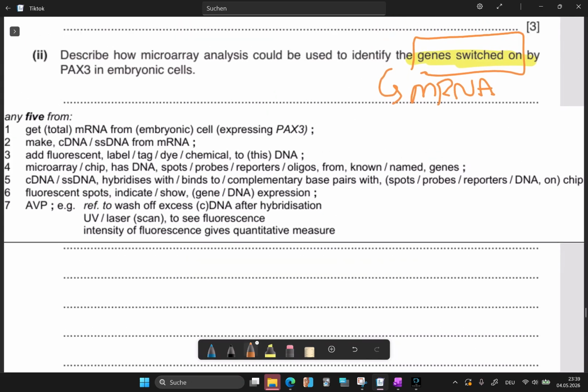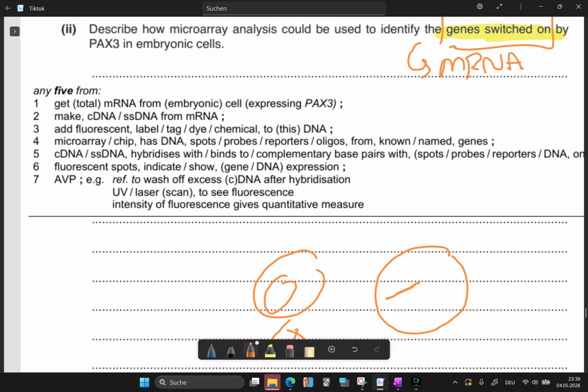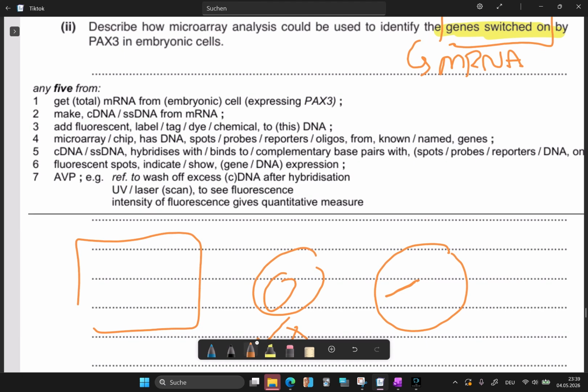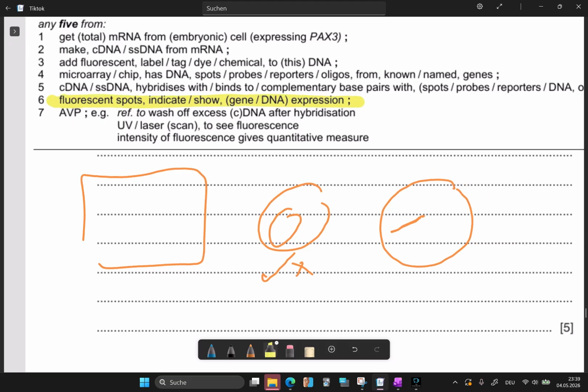We can either cut the gene from the cell, from any cell, and then just test the presence or the absence of the gene, or we can go to a cell that expresses this gene. Okay, and we can get messenger RNA, and from this messenger RNA make a complementary DNA. Okay, and then use this complementary DNA in the microarray. And then we add the DNA to the microarray chips with the probes, hybridize, and then wash off and see the fluorescence. And the fluorescence will indicate the gene expression. The more the fluorescence, the more the gene expression.